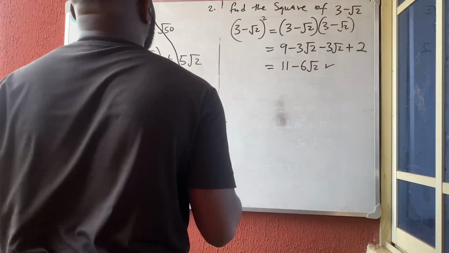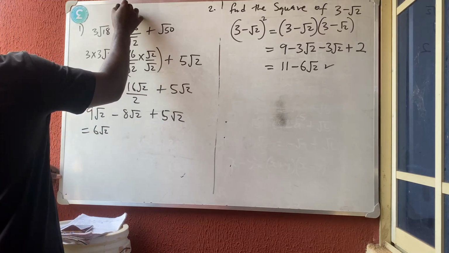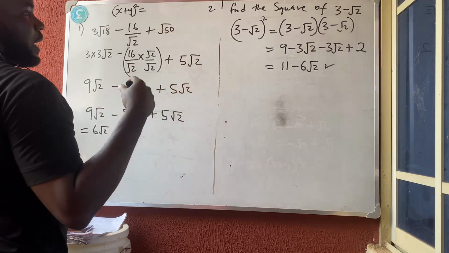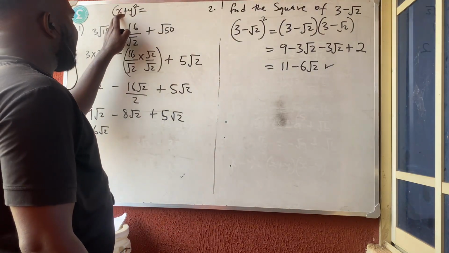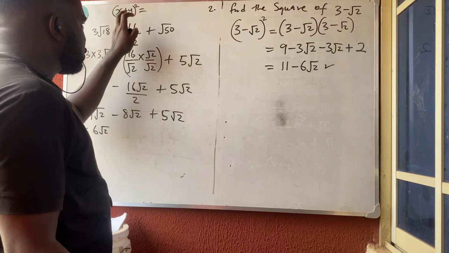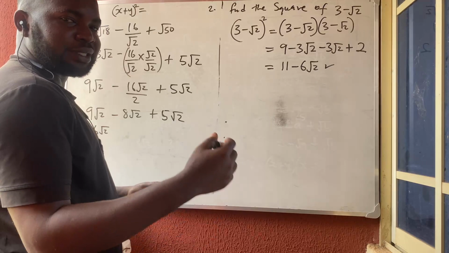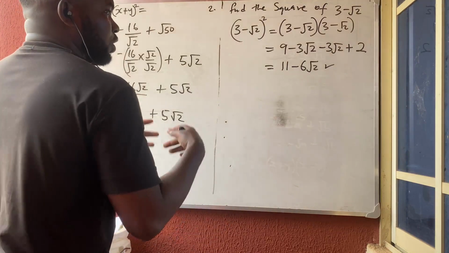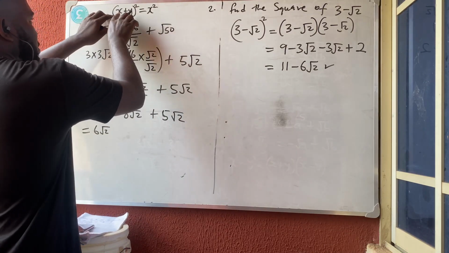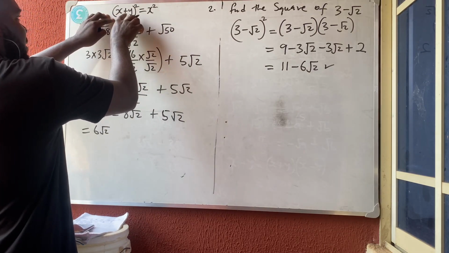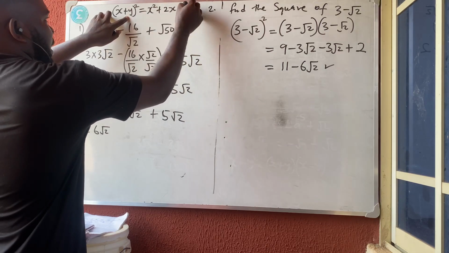This is the answer. But there's a shortcut for anything that has a square outside. If I have x plus y all squared, it is said this way: square the first one, multiply the first one and the second one, double it, then square the last one. Try to memorize it. If you can say it, you can do it. Let's try it. Square the first one, x squared. Multiply the first one and the second one, xy. Double it is 2xy. Then square the last one, y squared.